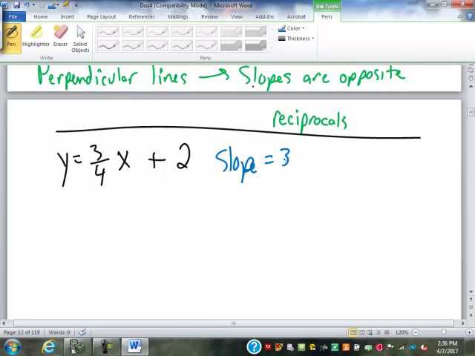The slope of this line is 3/4. Good. What is the slope of its perpendicular? 4/3. Not just 4/3, but negative 4/3. That's the opposite.